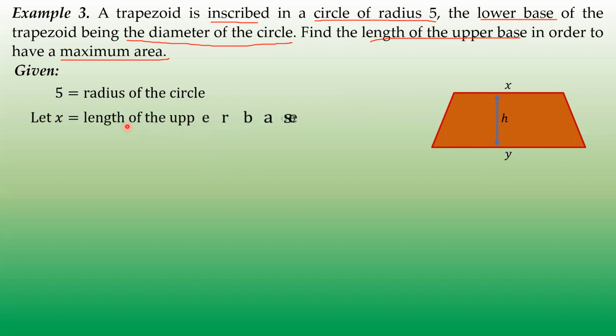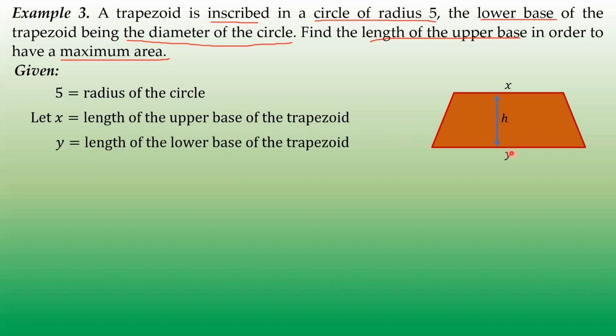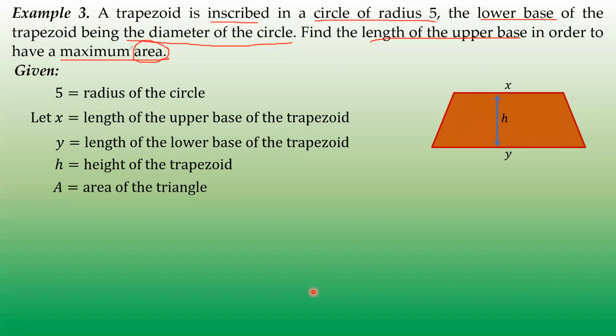So we let x, yun ang length ng upper base ng trapezoid. Then y, yun naman length ng lower base ng trapezoid natin. Then we have h as the height of the trapezoid. Then we need A, area. Bakit? Kasi our quantity to be maximized is the area. Ang sabi kasi, maximum area. So, gamit tayo ng letter A for area of the trapezoid.